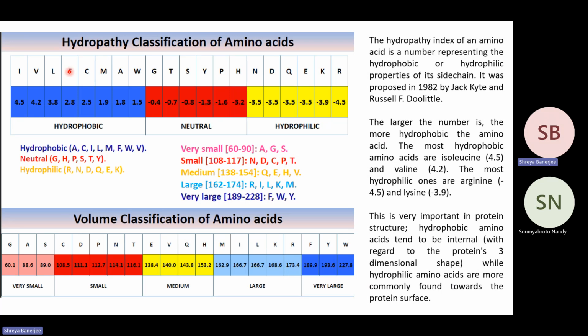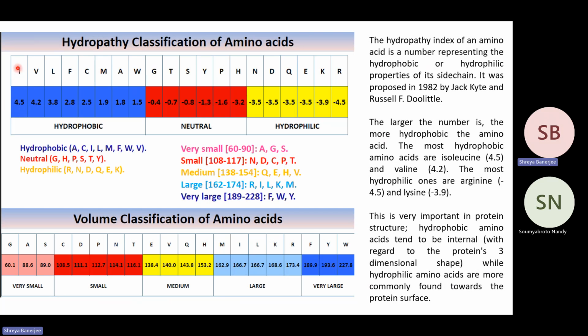So one classification of amino acids we saw was based on whether the side chain was acidic, amide or basic. Another classification is known as the hydropathy classification. The hydropathy index of an amino acid is a number representing the hydrophobic or hydrophilic properties of its side chain. We don't need to know how the number is calculated, but the larger the number, the more hydrophobic the amino acid.